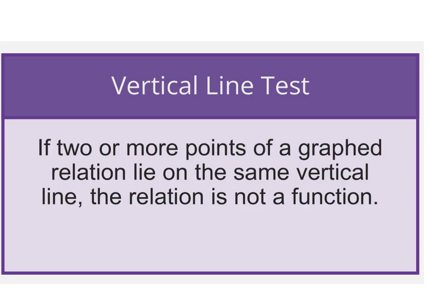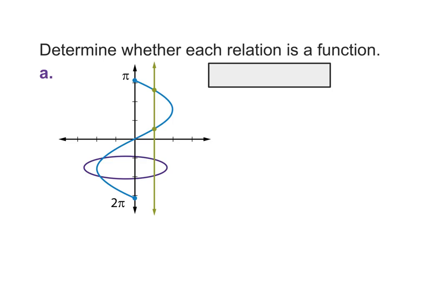And this is referred to as the vertical line test. If 2 or more points of a graphed relation lie on the same vertical line, the relation is not a function. So if you were to draw a vertical line anywhere on the graph, you should cross it one and only one time if it is a function. So if we're looking at this to determine if it's a function, you can see this vertical line here crosses this more than one time. This particular one is not a function.